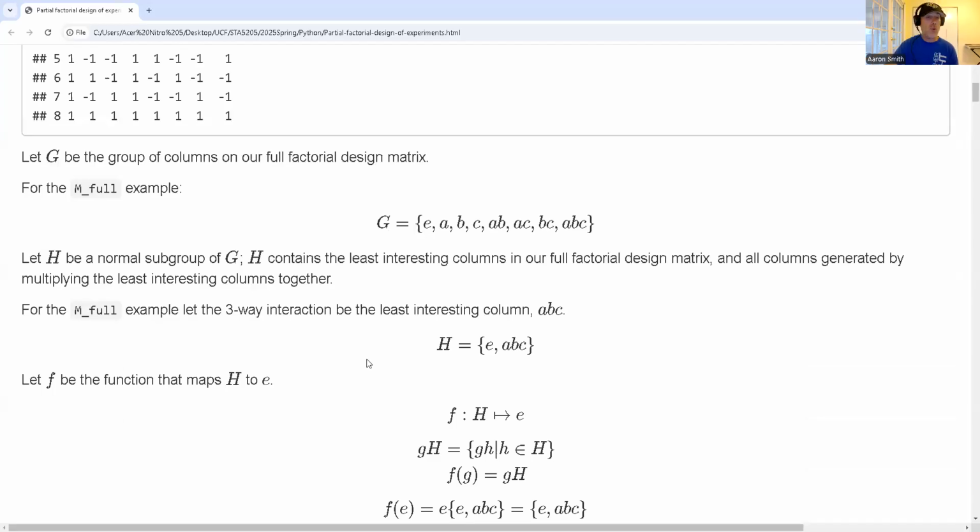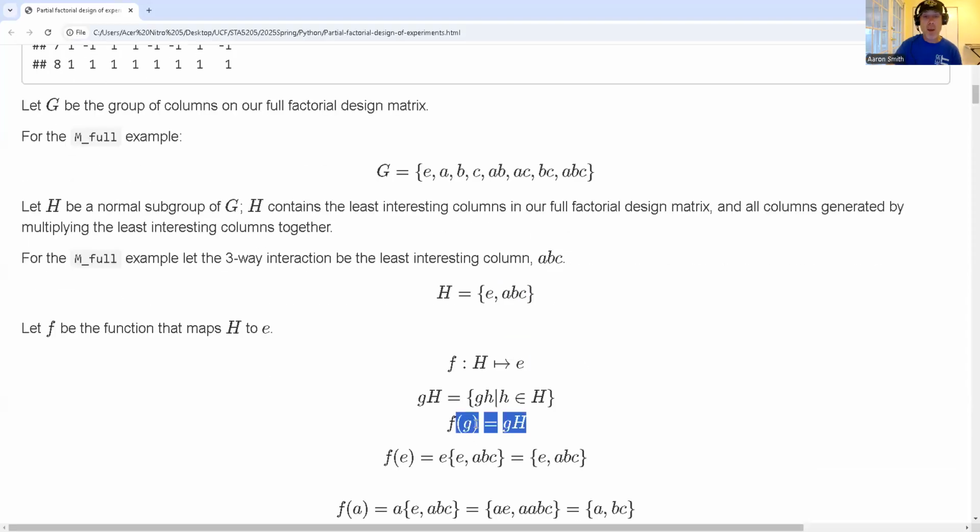Okay, so how I'm going to set up my mapping is that I'm going to take an element from there, and map it to whatever I get when I multiply everything in H by that element. So every time I have an element, I'm going to multiply it by E, multiply it by A, B, C, and look at the set that I get. Now, when I say set, remember, order of elements doesn't matter when I talk about sets. Okay, so here's my mapping that I'm going to create.